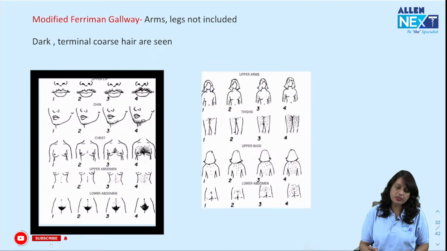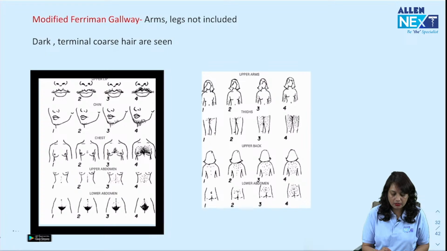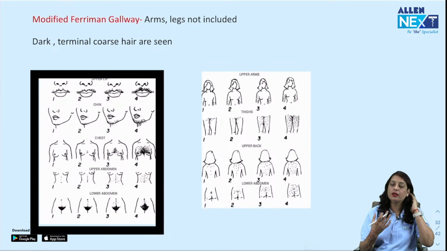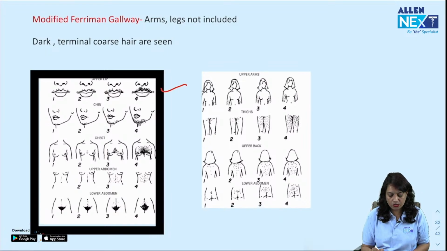Next, this is the Ferriman-Gallwey classification, where hair growth is assessed on the upper lip, then the chin, chest, upper abdomen, and lower abdomen. According to this, the classification is given.